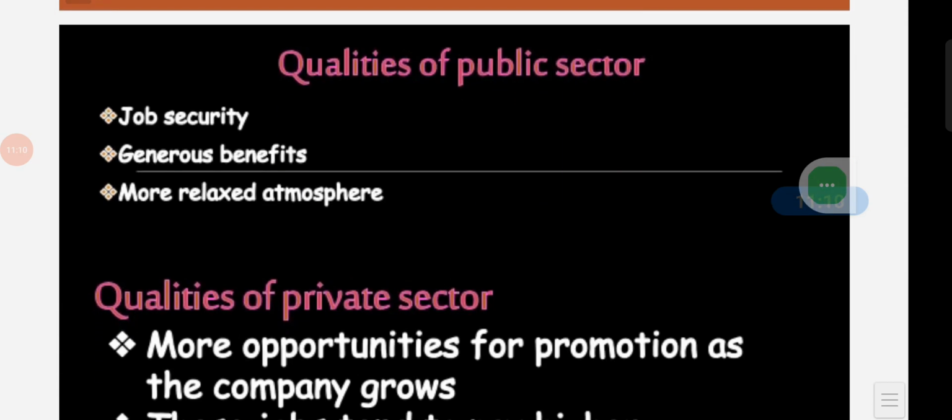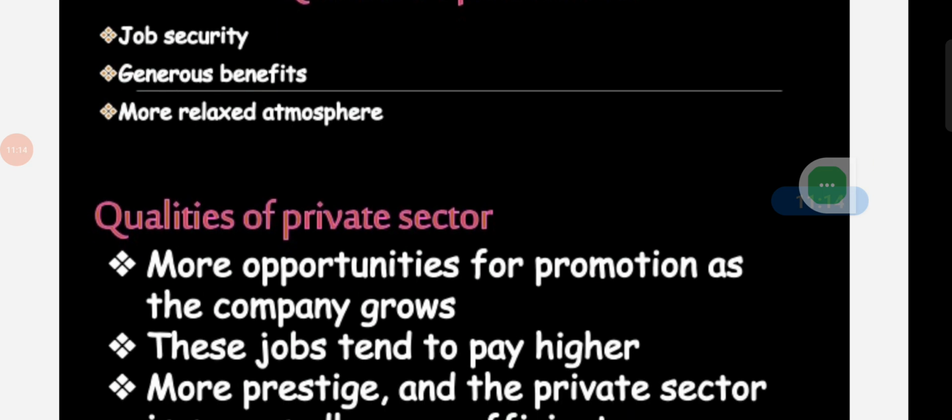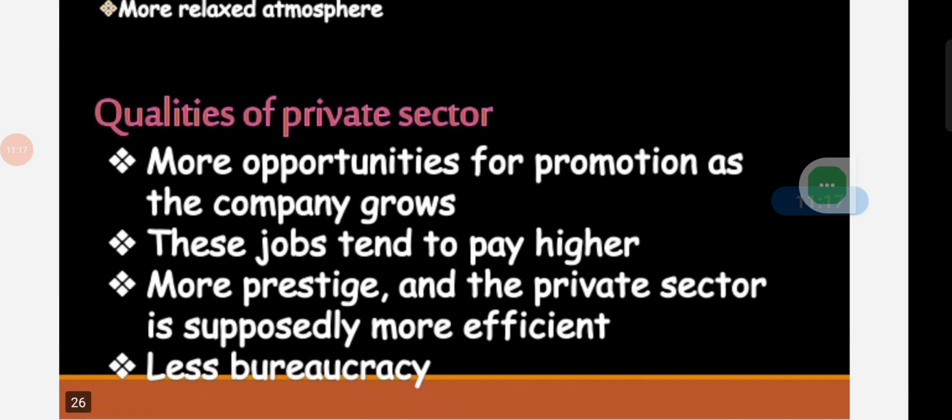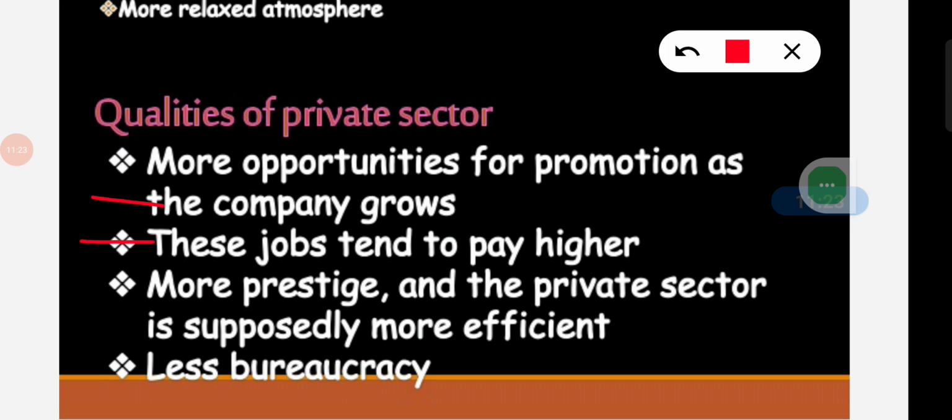Qualities of the public sector: job security, generous benefits, and a more relaxed atmosphere. Qualities of the private sector: more opportunity for promotion and company growth. These jobs tend to pay higher, have more prestige, and the private sector is supposedly more efficient with less bureaucracy.